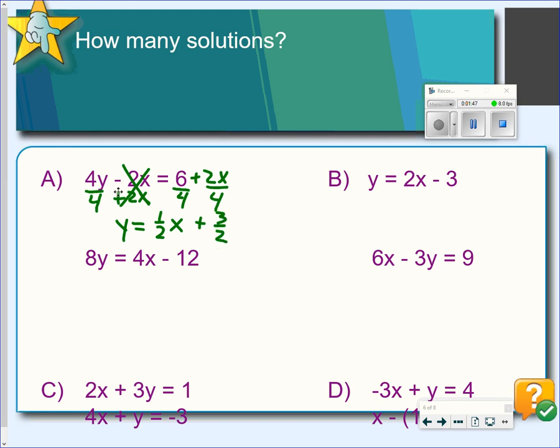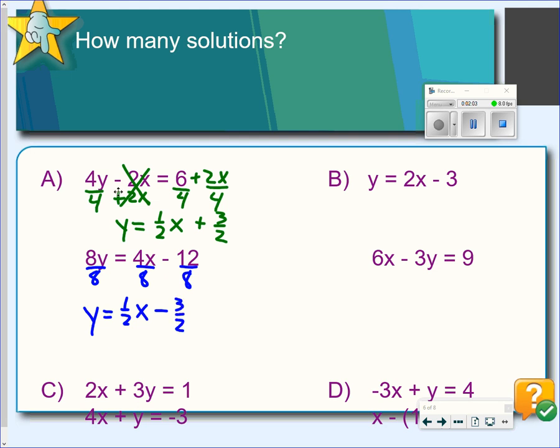So for the second equation, we will divide by 8 on each side because we want to solve it for y, so we have slope-intercept form. 4/8 reduces to 1/2, and 12/8 reduces to 3/2.